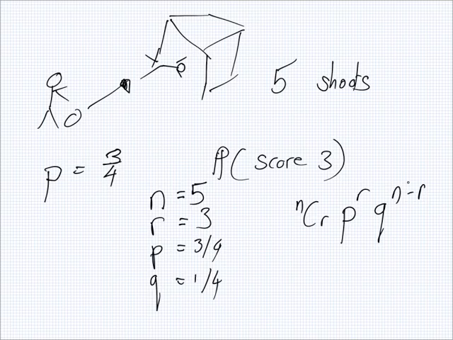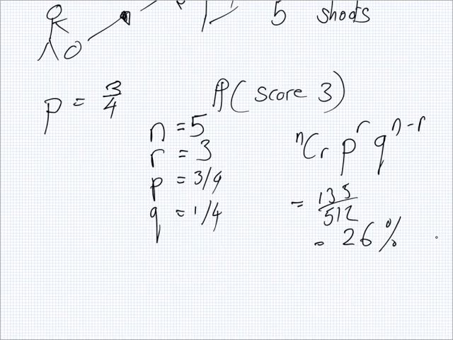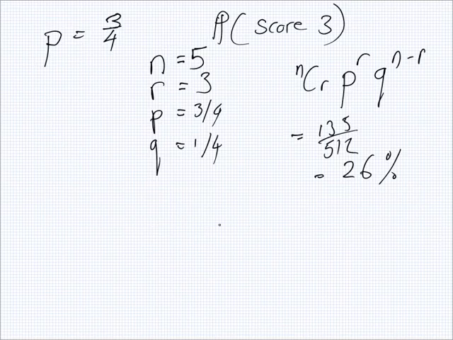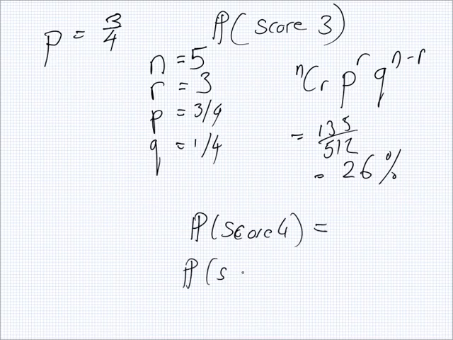Alright, what answers were people getting here? Yeah, that's it. This is a 26% chance. Okay. Can you give me also now the probability that he scores 4 and then the probability that he scores 5?